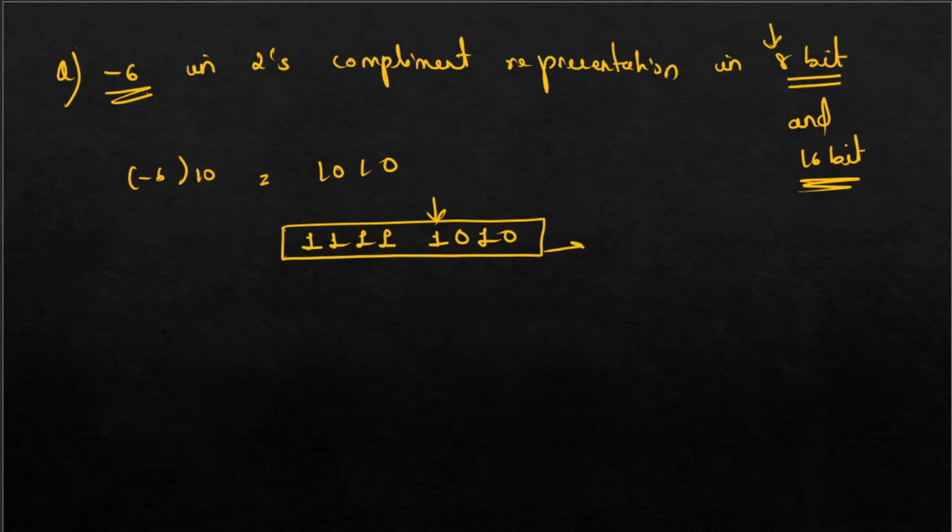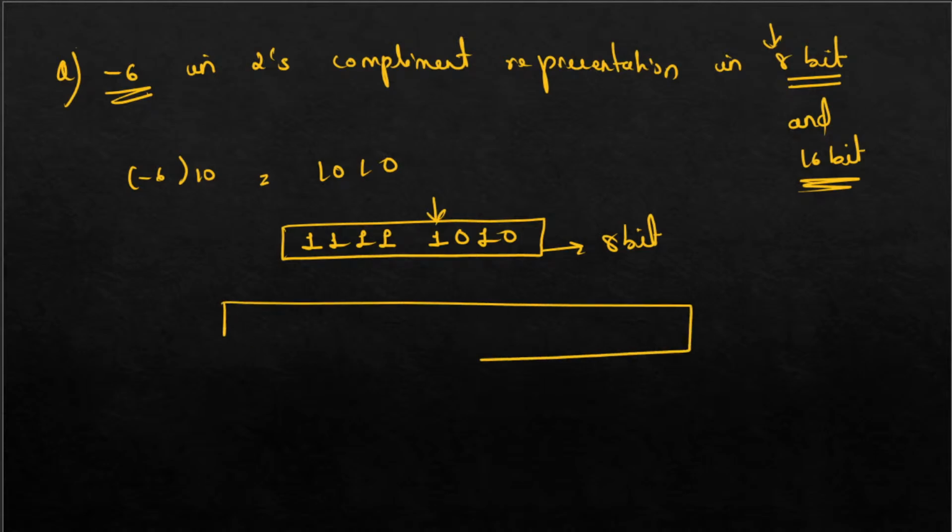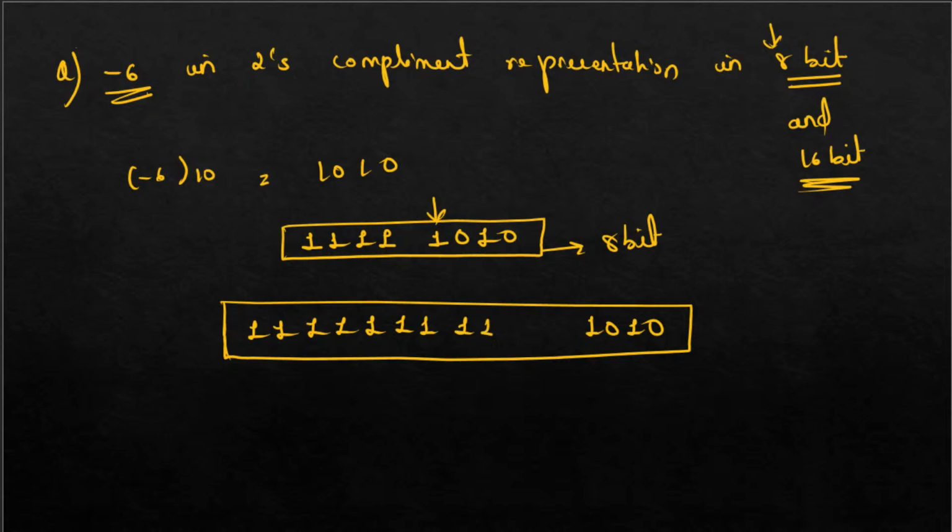Okay, so this is 8 bit representation, and for 16 bit what you are going to do? Same as what we did. So it is 1010, same you are going to copy for the rest of the time. Okay, so 1 2 3 4 5 6 7 8 9 10 11 12 13 14 15 16. So this will be 16 bit representation. So this was the question.